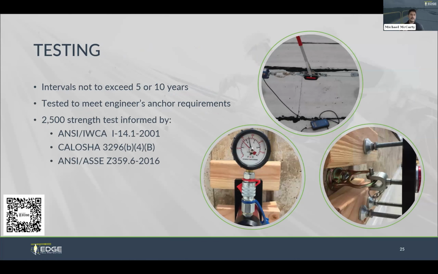What do we test everything to? We test everything to 2,500 pounds. That's informed by a couple different standards by ANSI, International Window Washers Association, Cal OSHA, and another ANSI. These need to be tested. Fall protection systems need to be tested every 5 years. Any rope descent systems need to be tested every 10 years.